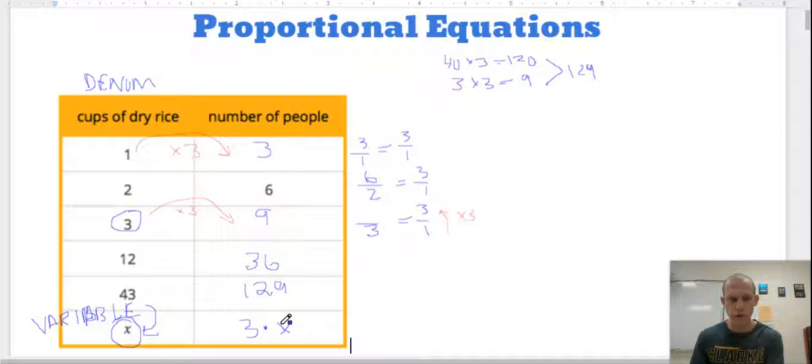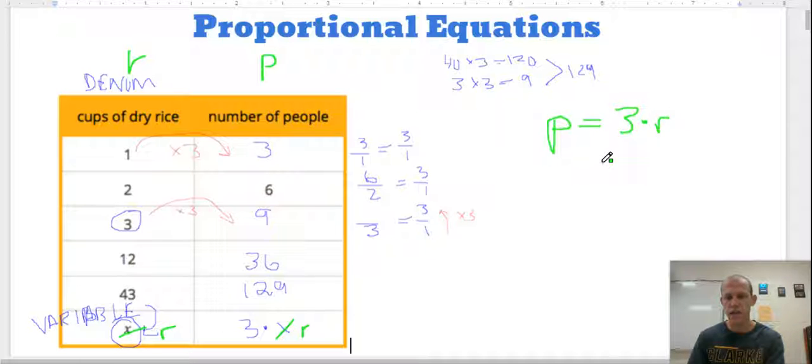So I'm going to label things on my own. I'm going to call this P. I'm going to call this R. So instead of saying this is X, I'm going to say it's R, because rice makes more sense to me. R for rice. So P equals whatever 3 times R is.